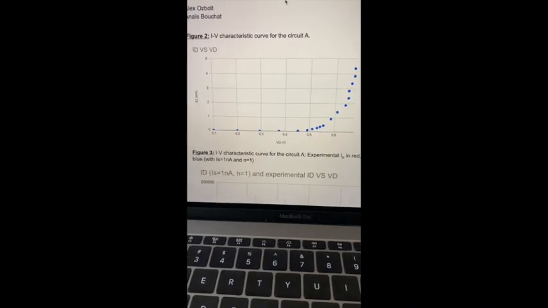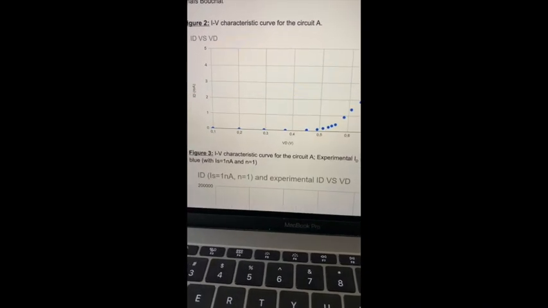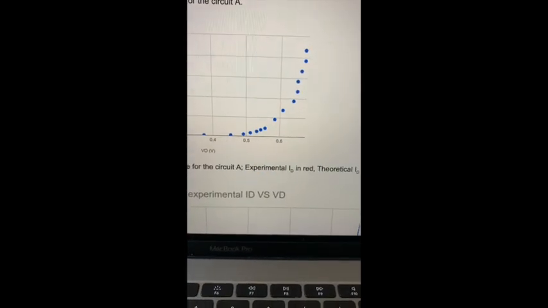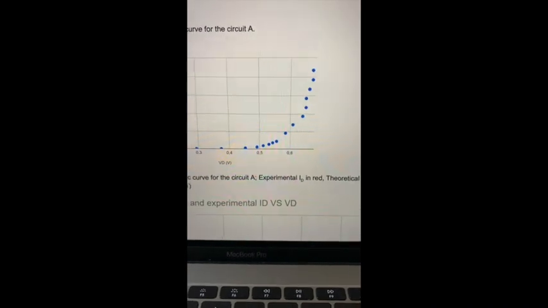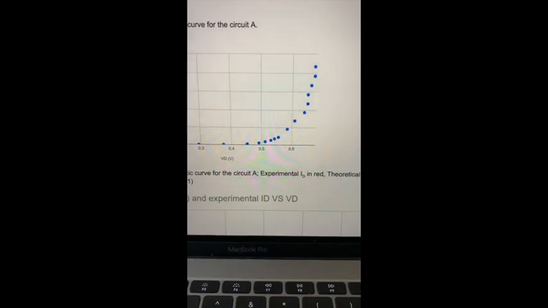Here's the IV characteristic curve for the circuit from part A. You can see it takes until the threshold voltage, which turns out to be about 0.5 or 0.6, before the diode begins to have linear IV characteristics.